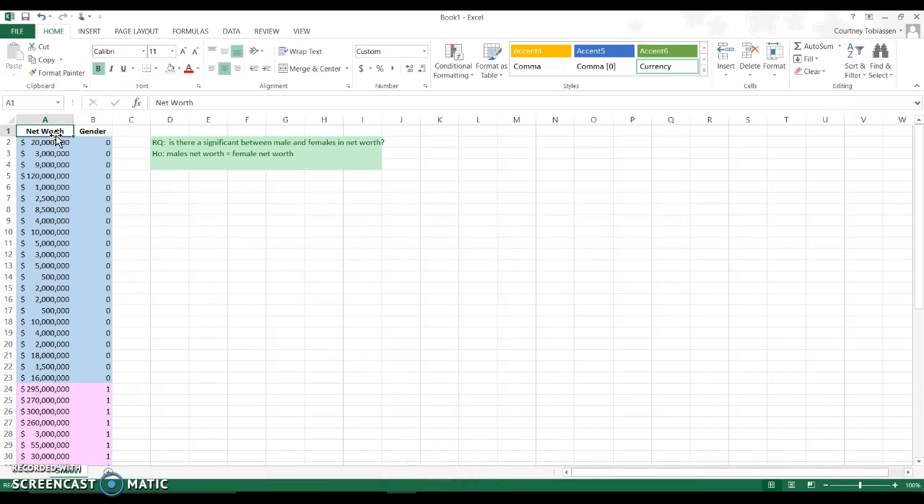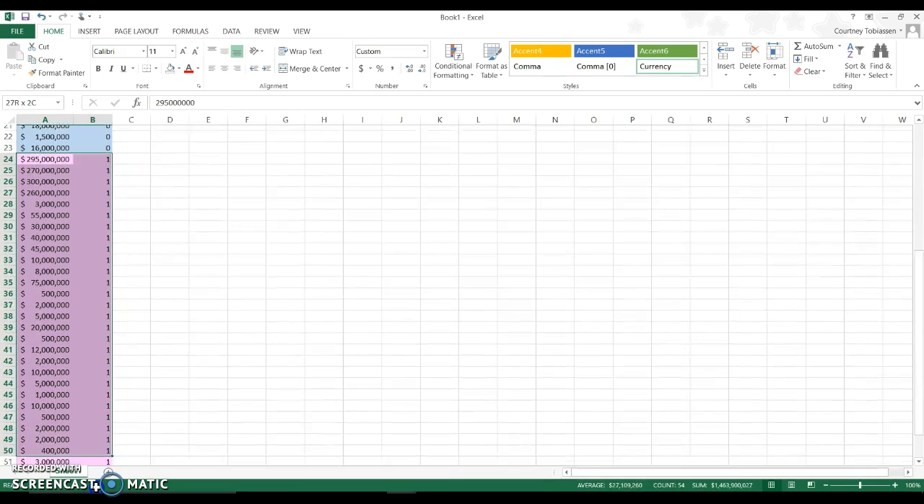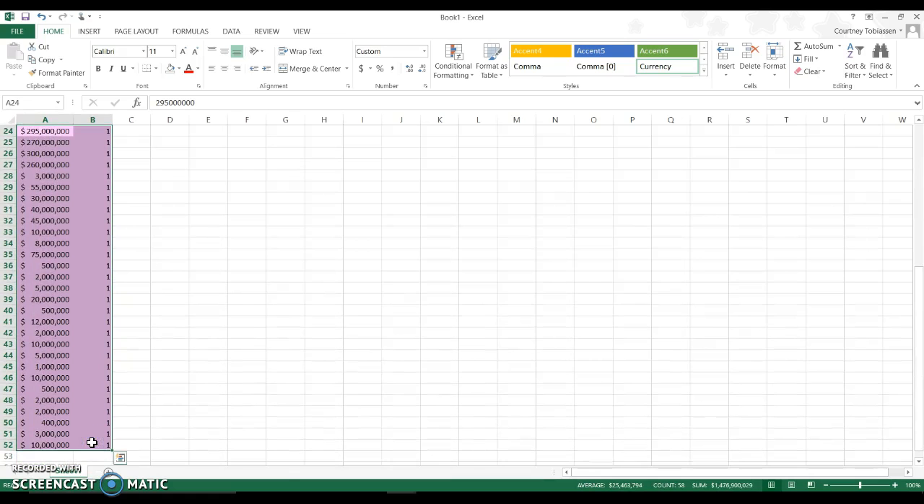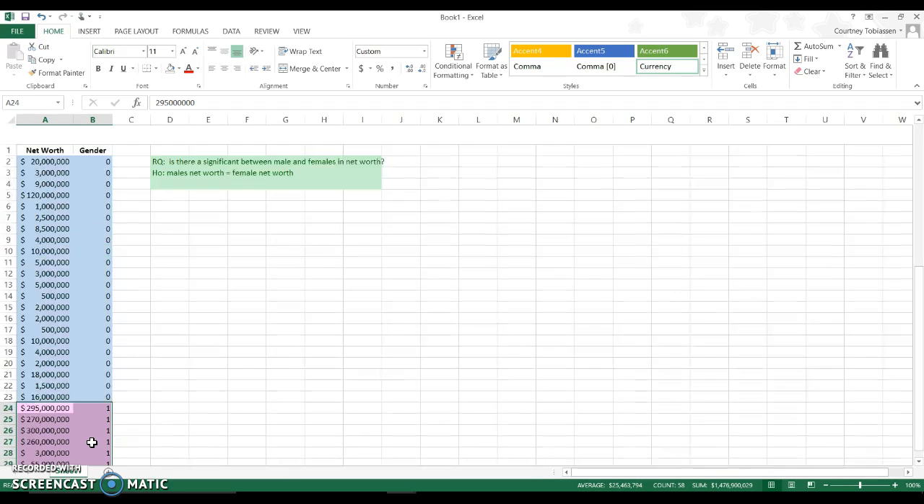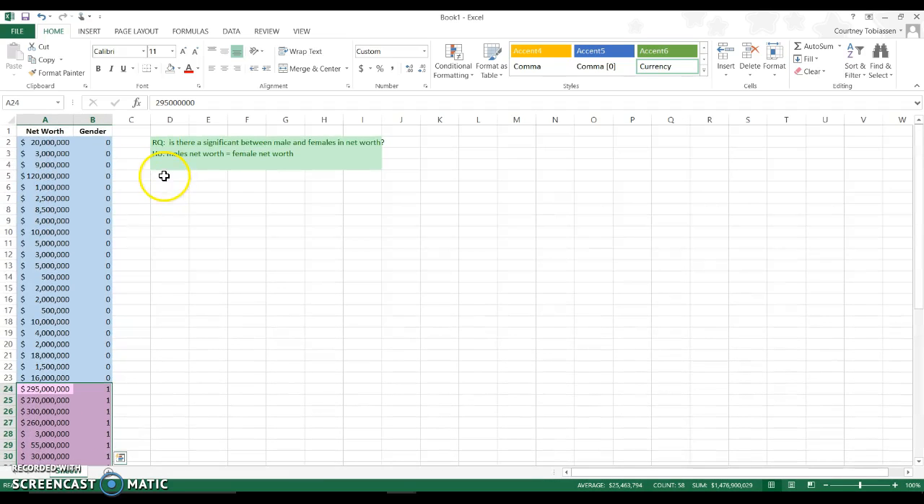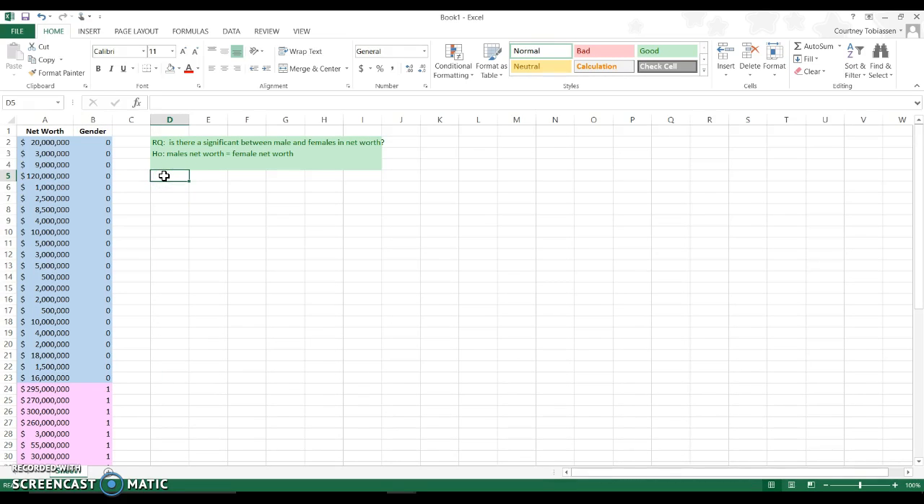So I pulled information on Olympians. These are Olympic athletes and their net worth, and they range all over the place. This is a sample of guys, and this right here is a sample of all of the girls in the sample that I pulled. My research question is, is there a significant difference between male and female in net worth?